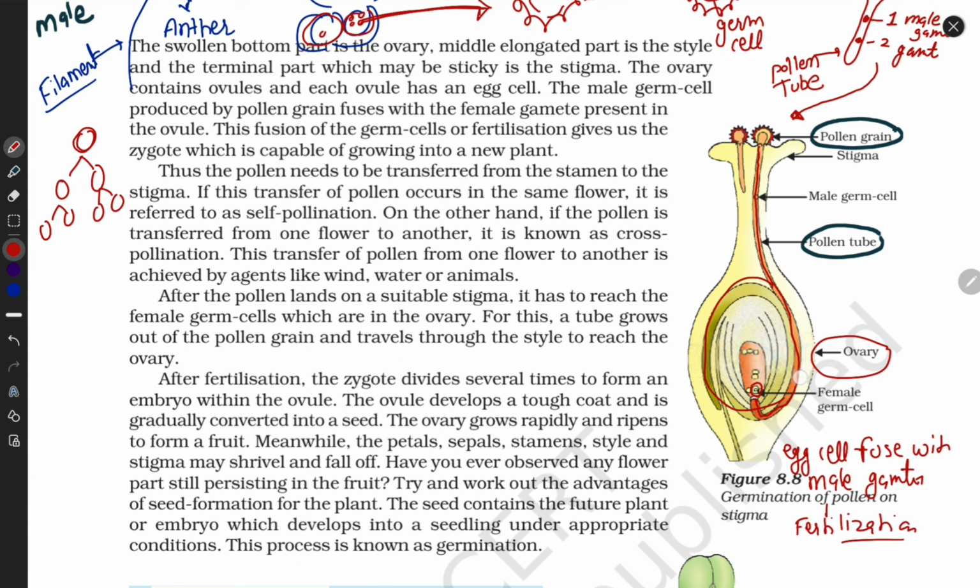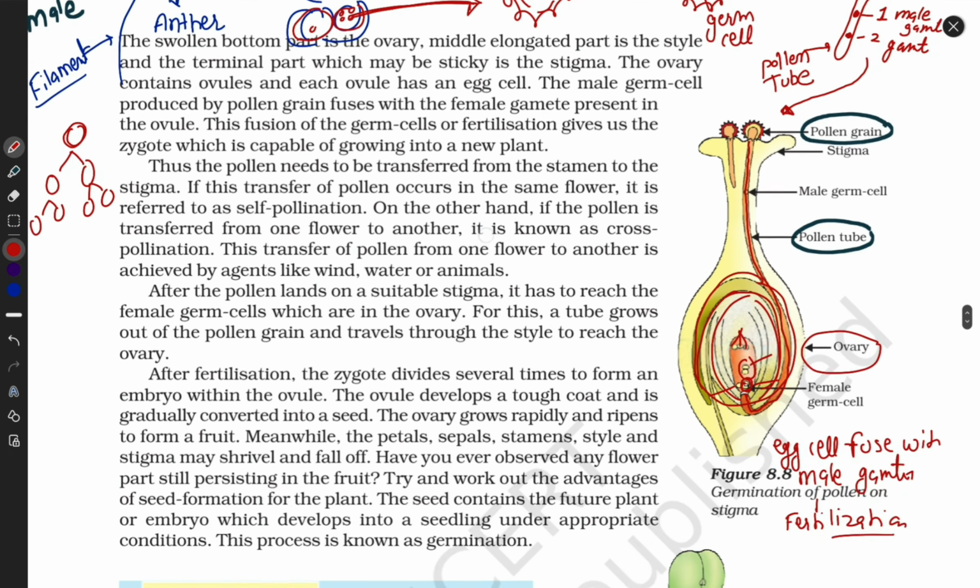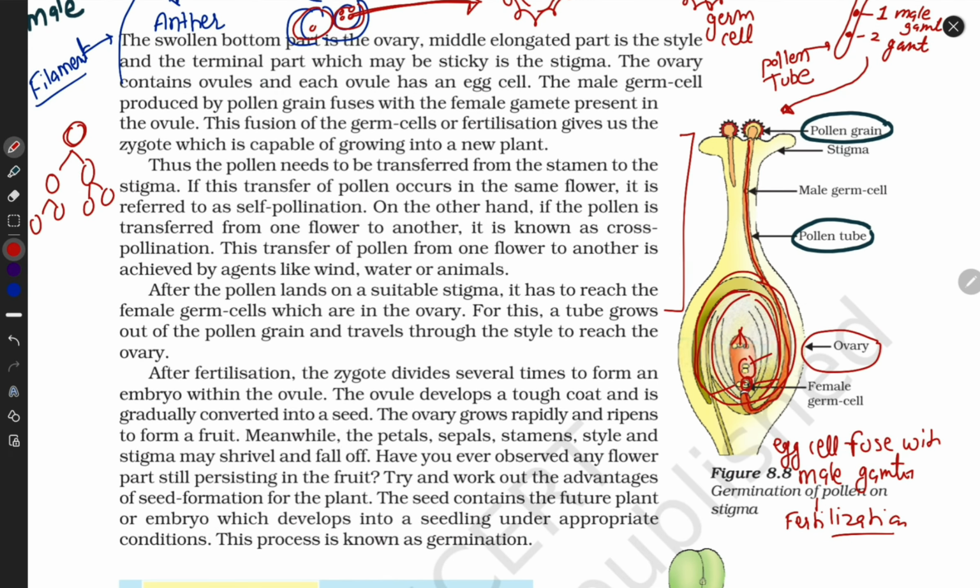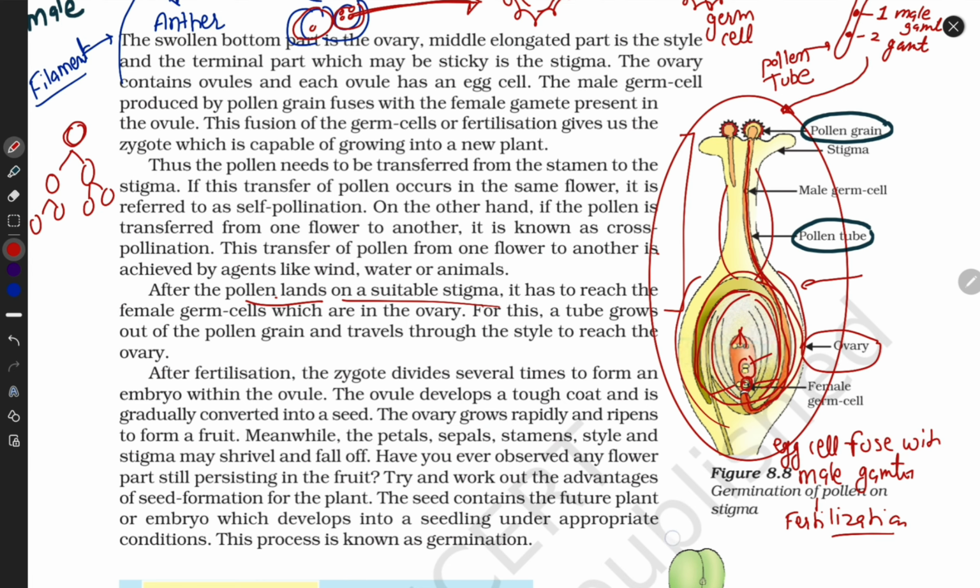This is a female reproductive organ. This is their layer, integument. This is the egg cell. This is the antipodal cell. This is the pollen nuclei, and on the sides, left and right, are the synergid cells. Whatever I draw here is explained here. Okay guys, the pollen tube travels through their part. This is the ovary part. This is the whole female part. This is the ovary, this is the style and this is the stigma.